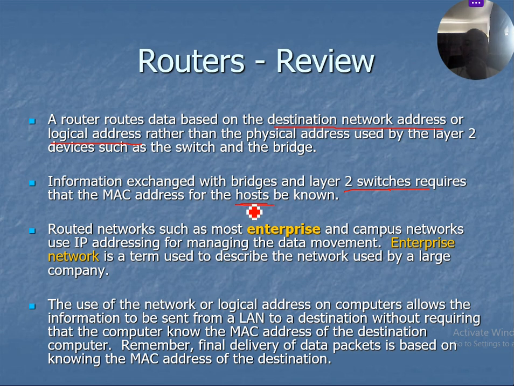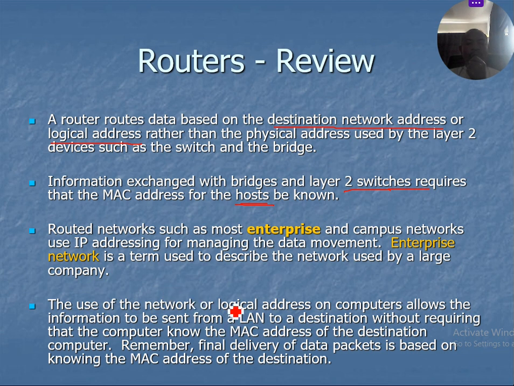That's the computer where the data packet is coming from. The bridge or the switch needs to learn the MAC address of the source where the data packet is coming from and the destination where the data packet is going to. That's for layer 2, when we're using MAC addresses. But for a router, it's not the same story. A router uses the network address or logical address to make routing decisions.